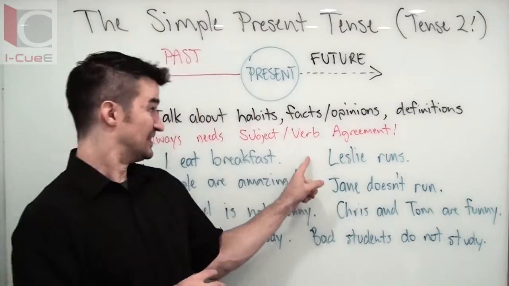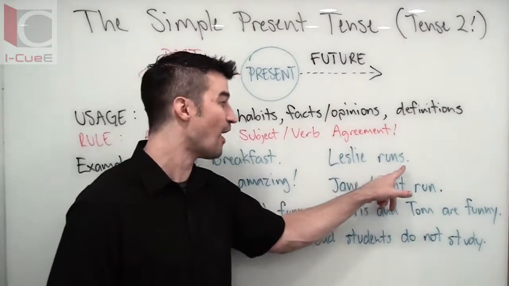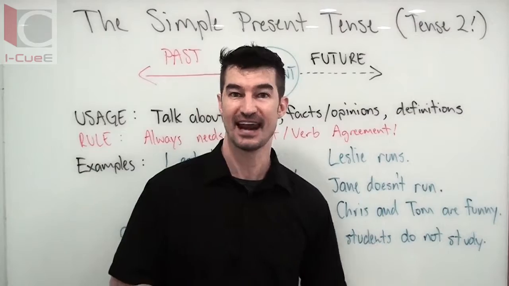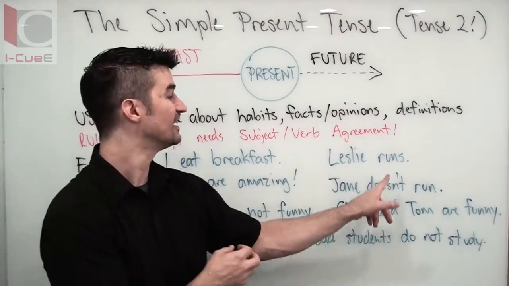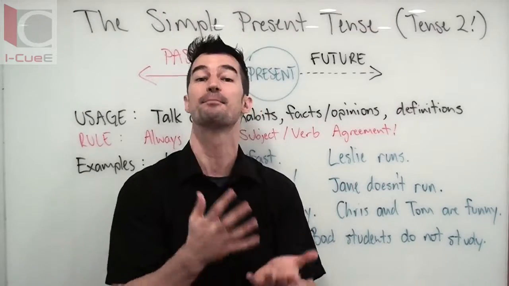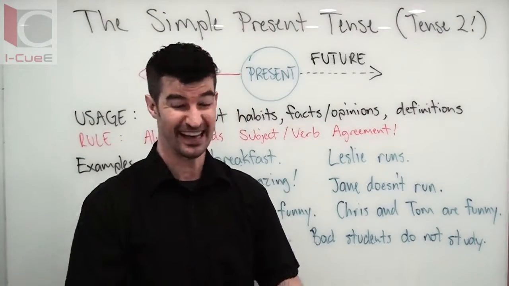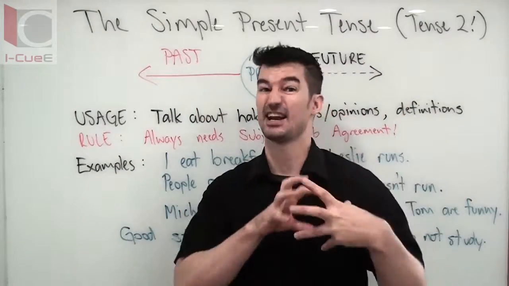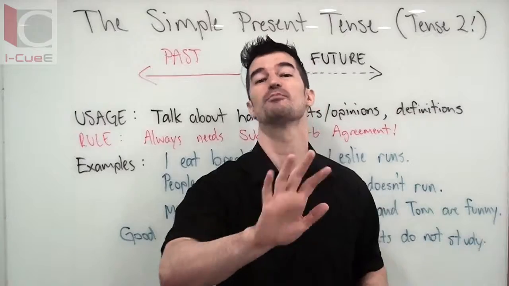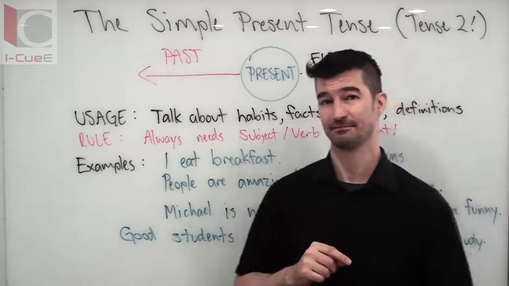When Leslie runs with a friend, then we could say they run, and we would get rid of that S because when there's two subjects, then the verb would be the bare infinitive. It would be the word we look up in the dictionary. And that's the subject-verb agreement rule in a nutshell. Again, we'll talk more about that later. People are amazing.